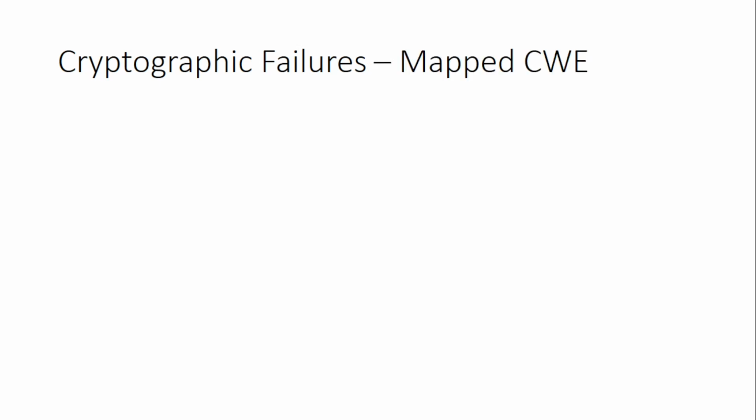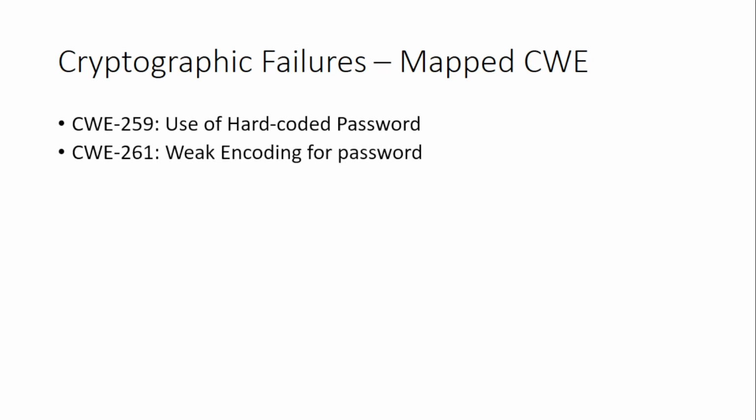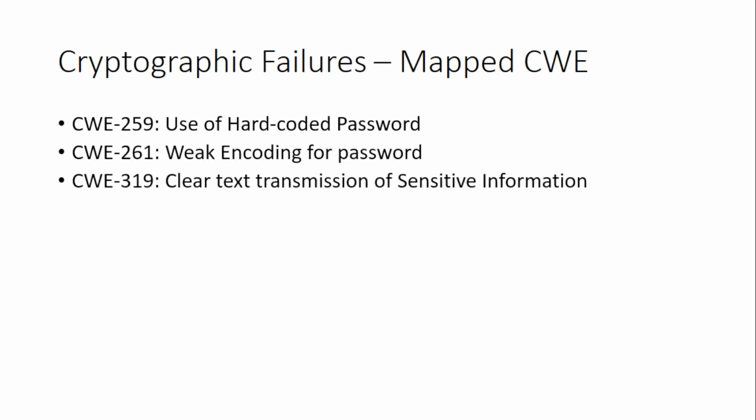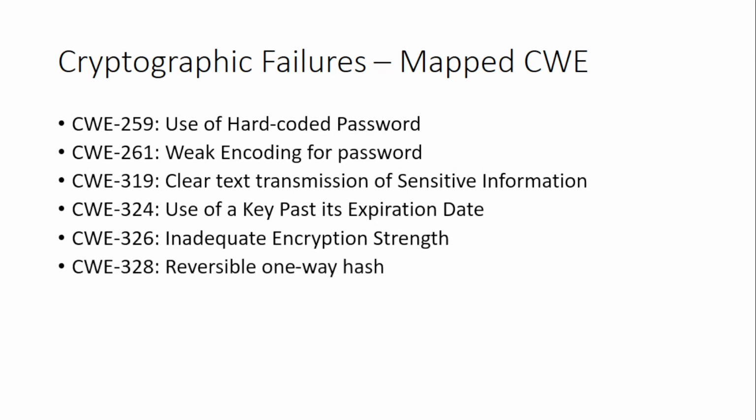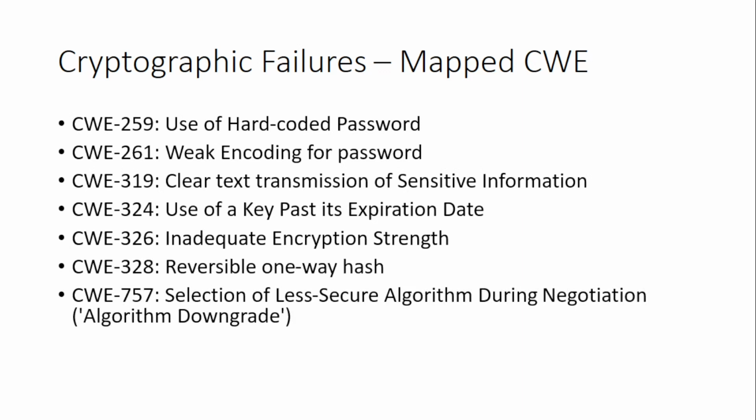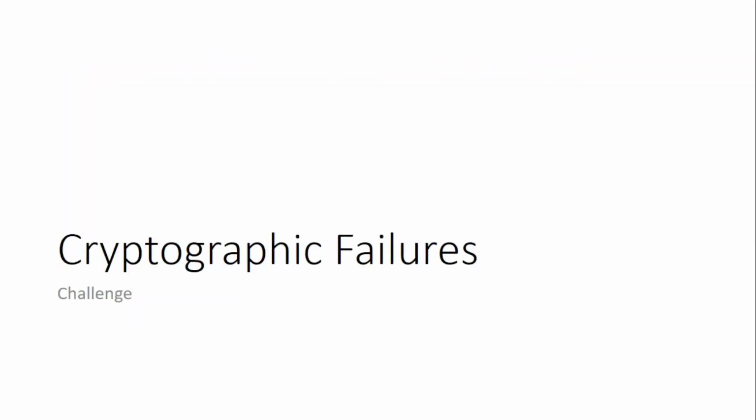So for these, we'll find the mapped CWEs that are use of hard-coded password or weak encoding for password, clear text transmission of sensitive information, use of a key past its expiration date, inadequate encryption strength, reversible one-way hash, selection of less secure algorithm during negotiation, and so on and so forth. There are many other CWEs for this vulnerability. So now we'll be doing the challenge.